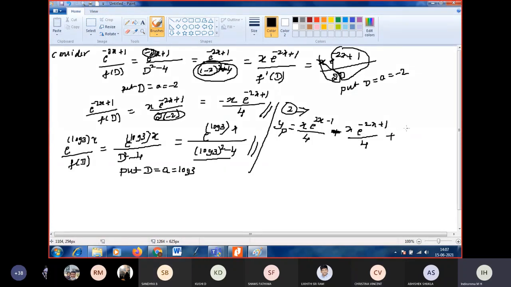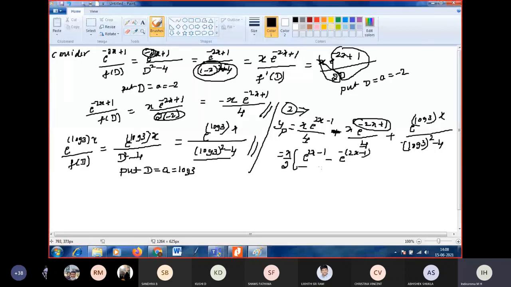Come to the third term. Third term, e to the power of log 3 into x divided by log 3 whole square minus 4. So next, one step simplification I will do. I will keep 2 outside the denominator. Anyhow 4 is there, I am keeping x common in the numerator and 2 common in the denominator. I will keep another 2 in the denominator only. So it becomes e power 2x minus 1 minus e power, I will take minus common in this term, minus of 2x minus 1, divide by 2.